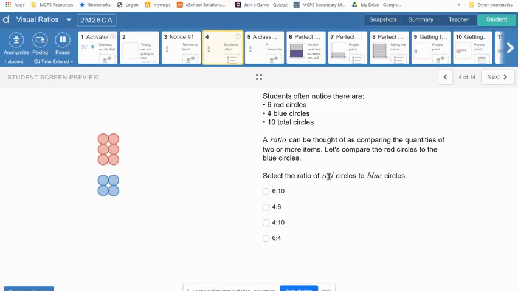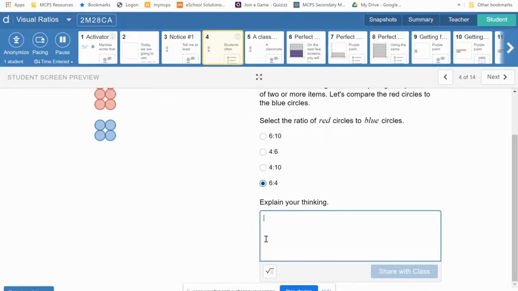Then they say compare red circles to blue circles. So then they say blue. So the number that goes for blue goes second. And the number that goes for blue is 4. So I want to see 4 second. So this one would be the correct answer. Explain your thinking.